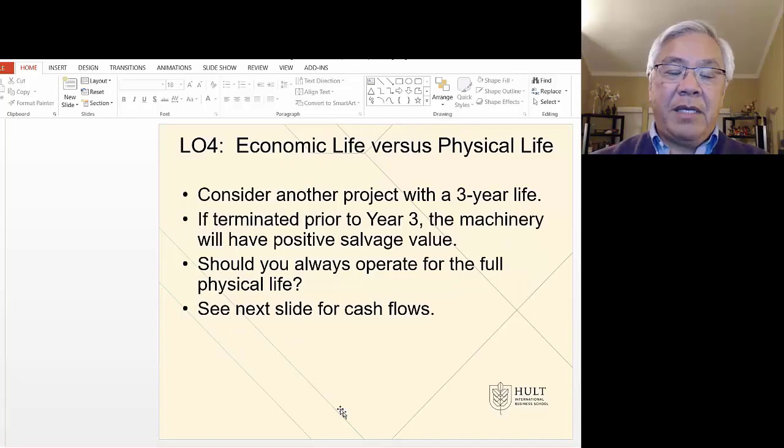The final topic is economic life versus physical life. Here we have a piece of equipment, let's say, and all the time we're using it, it is generating cash flow. However, the project itself has a salvage value. So we're asking, when should we retire the asset? We're going to look at cash flows.